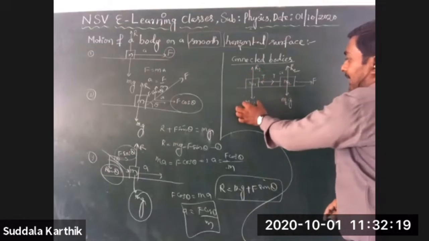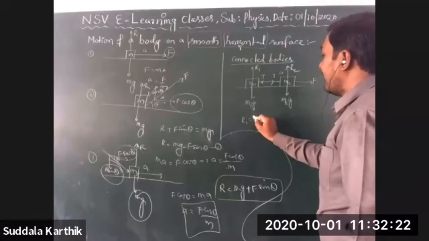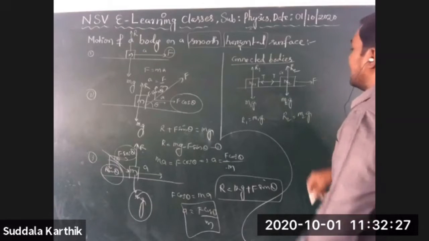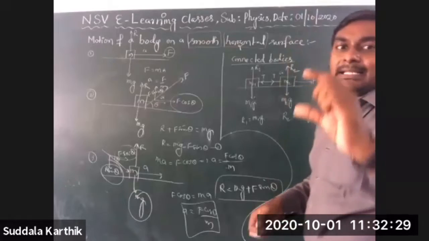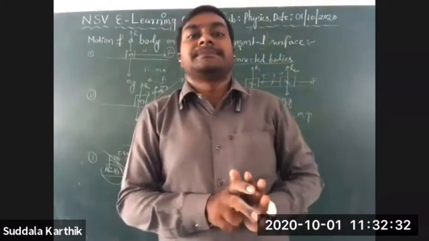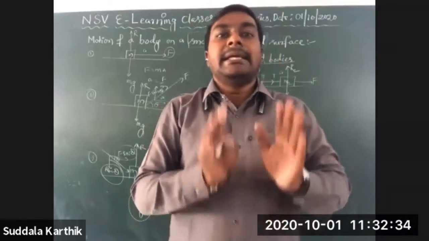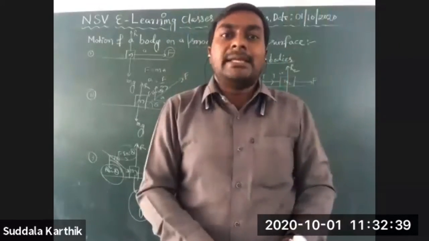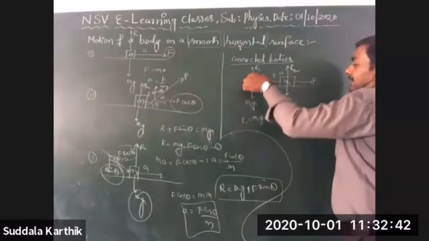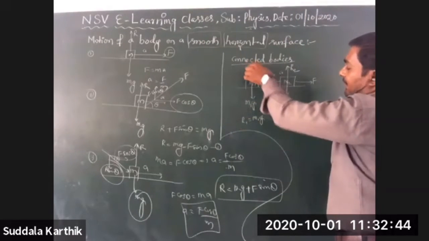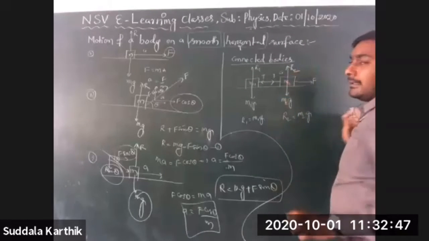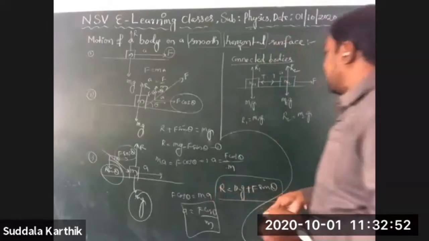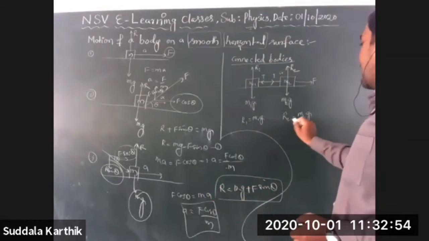See here, R1 is equal to m1 into g, and R2 is equal to m2 into g, because vertically it is not moving. Vertically it is in the equilibrium position. So the weight of the first body is balanced by R1, and the weight of the second body is balanced by R2. Right? So simply R1 is equal to m1g, R2 is equal to m2g.